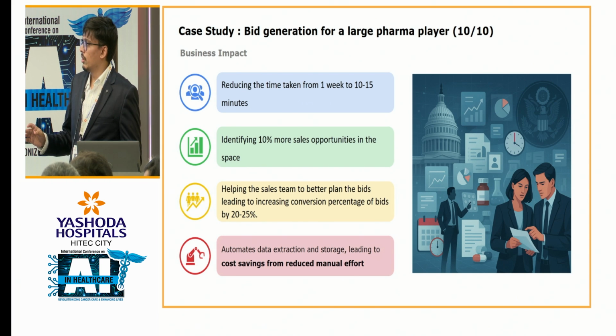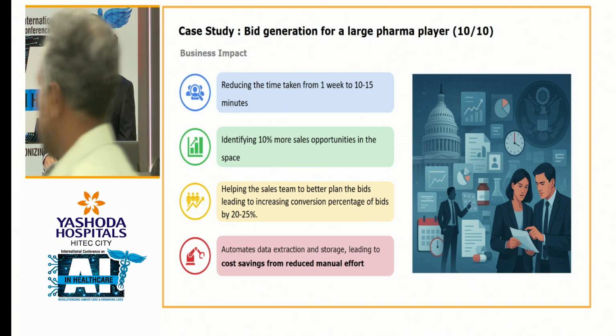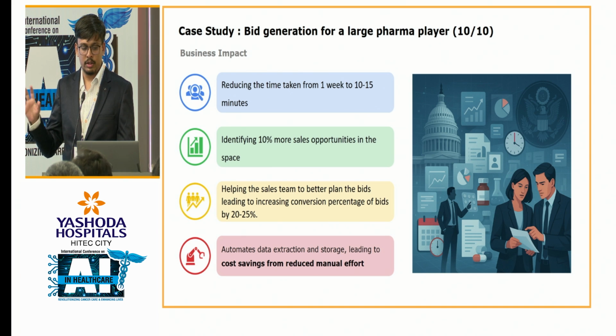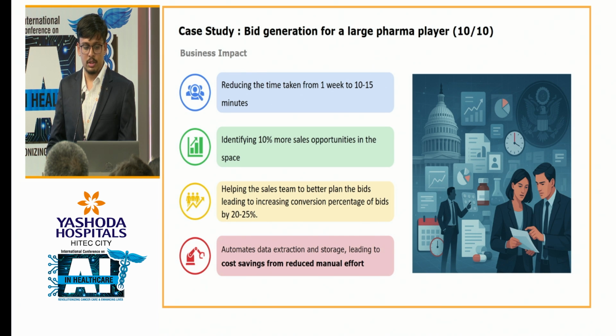So what is the business impact? It reduces the time taken: all this process used to take 1 week, and now it takes less than 10 minutes. It identifies more sales opportunities, because there were opportunities being missed by manually going through hundreds of documents. It helps the sales team to better plan the bids, leading to increased conversion percentages, etc.